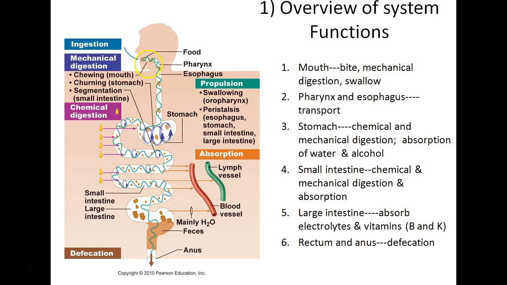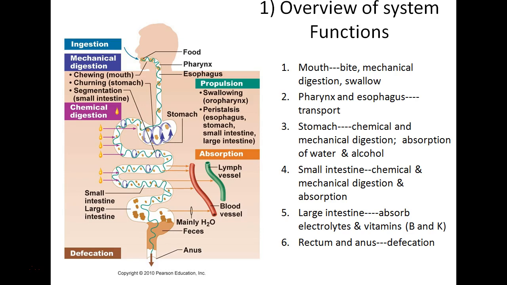From there, we get some propulsion, swallowing, and also peristalsis moving through the esophagus. We'll take that food and send it to the stomach. And then at the stomach, we have chemical and mechanical digestion occurring. That means we are flipping the food up and down with the muscles that are in there. And we are also adding chemicals to that food as well.